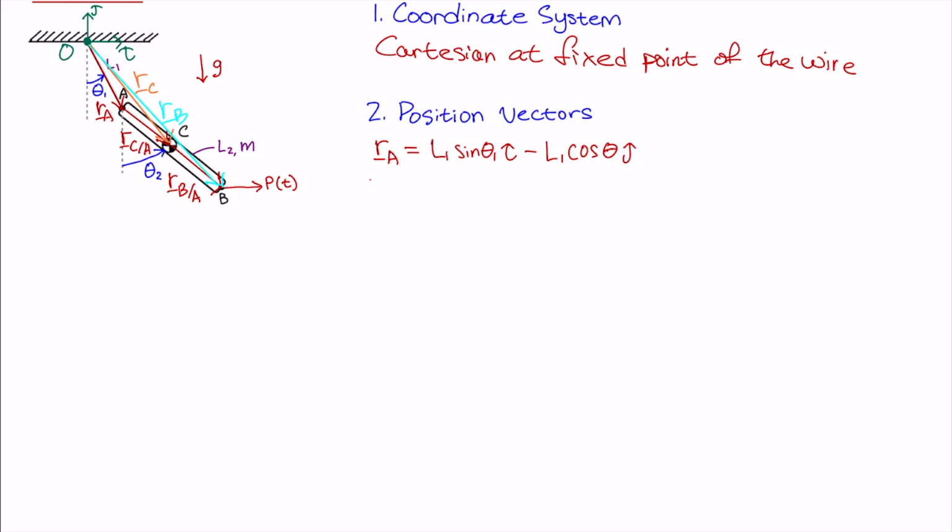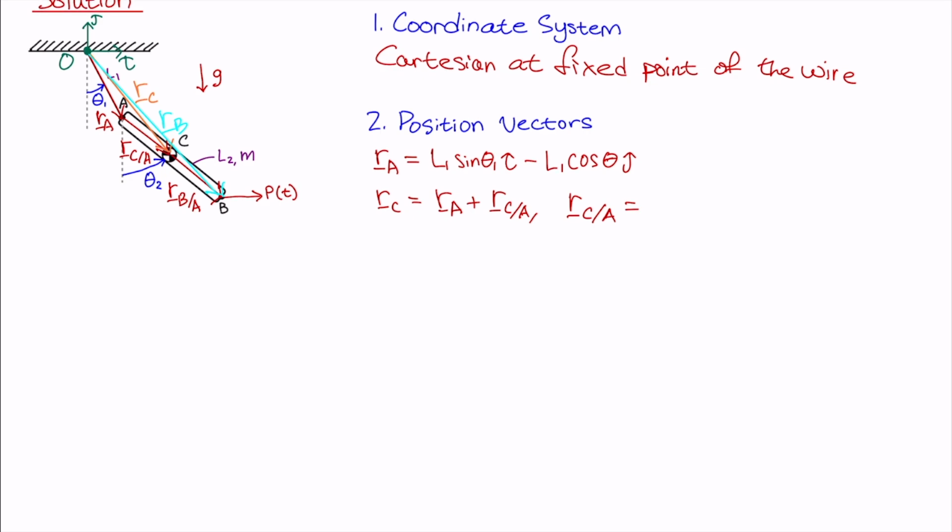We'll then look at what RC is. That's to the center of mass. RC is going to be equal to RA plus the relative position vector RC/A. We now need to find what RC/A is. In this case, the total length of the bar is given as L2, so RC/A will be L2 over 2 times the sine of theta 2 in the I direction, minus L2 divided by 2 times the cosine of theta 2 in the J direction.